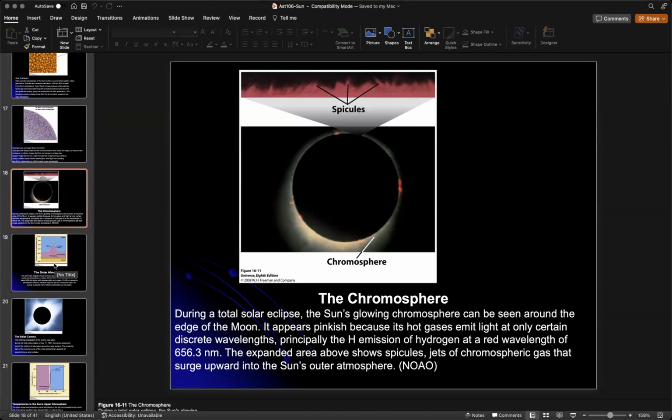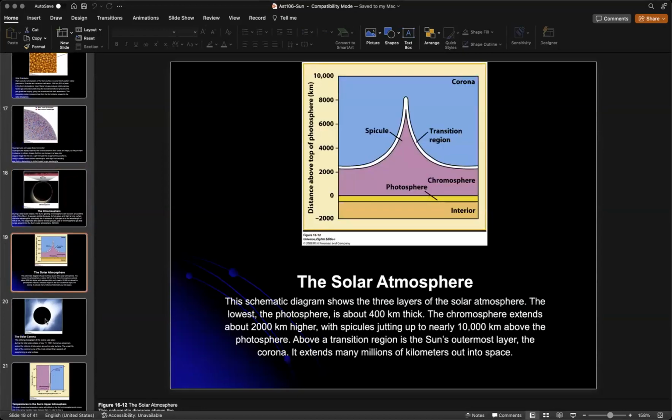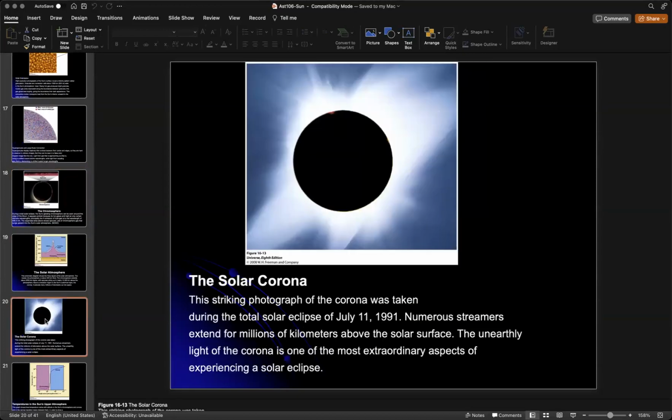And then beyond that is the corona. Here is the solar corona, and normally we don't see it because the photosphere is much more bright. But during a total solar eclipse is when the corona can be seen. The unearthly light of the corona is one of the most extraordinary aspects of experiencing a solar eclipse.